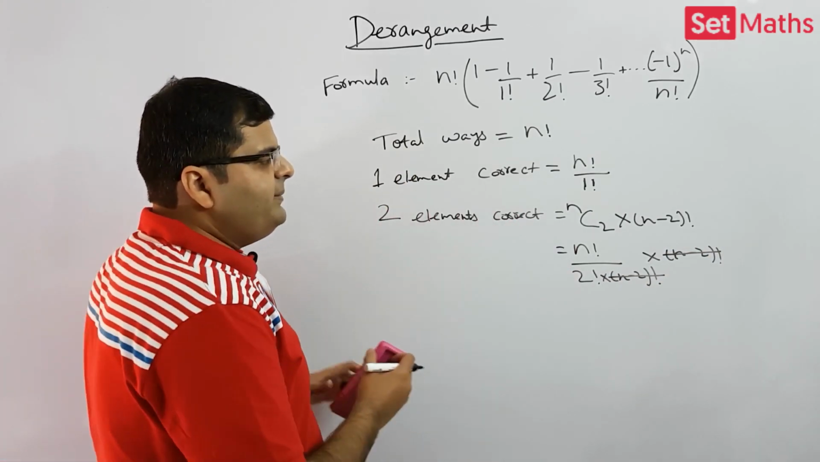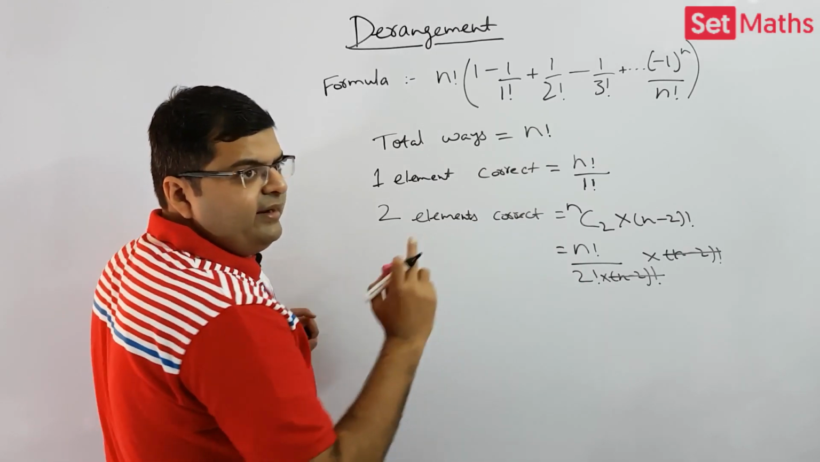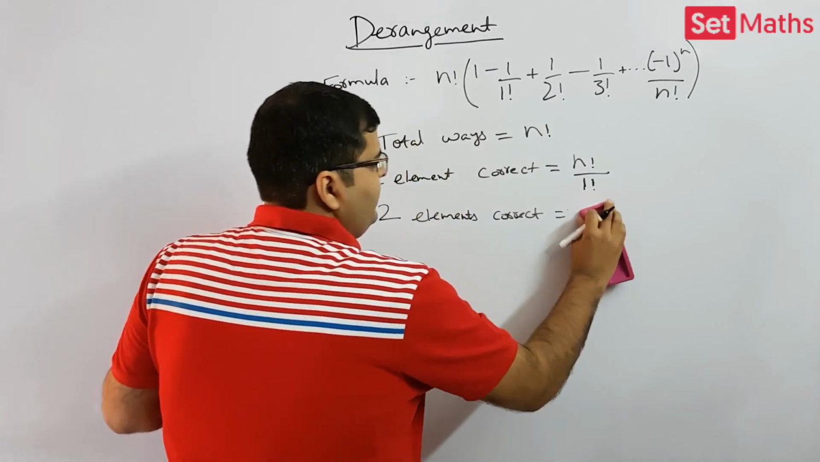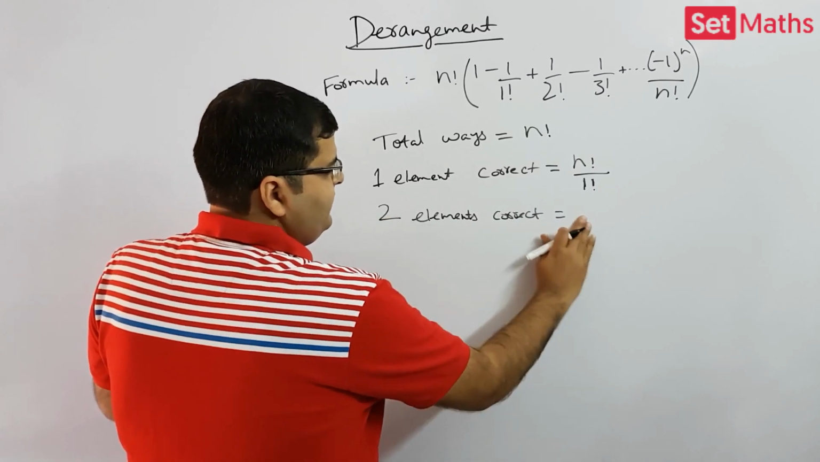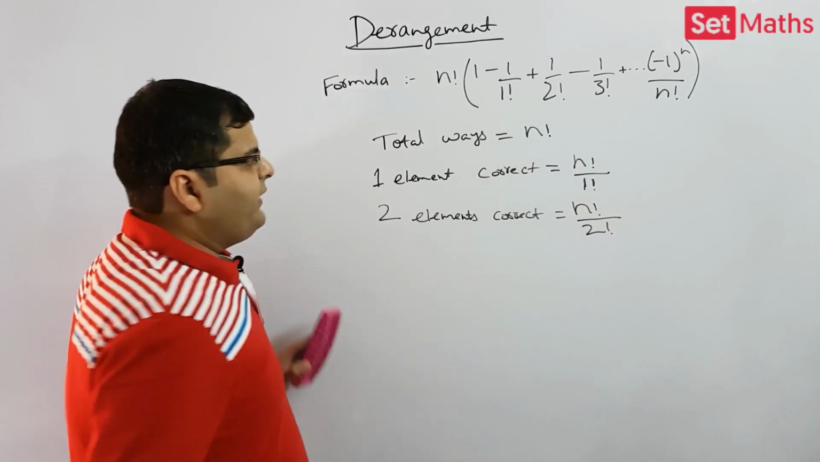So if two elements are at the correct place, the number of ways they can be arranged is n factorial by 2 factorial. So I'm going to write that over here. If two elements are placed correctly, the number of possible arrangements is n factorial upon 2 factorial.